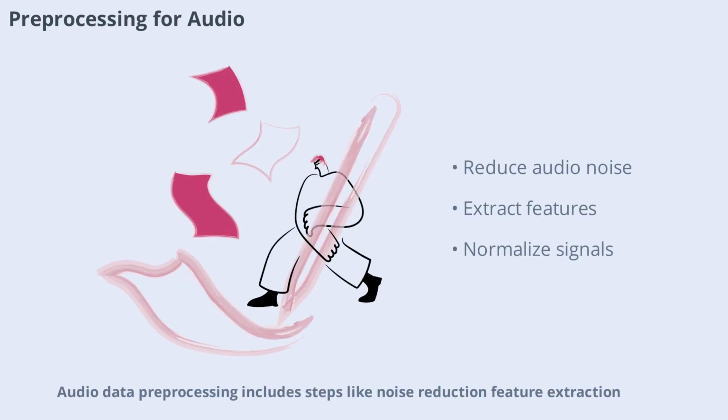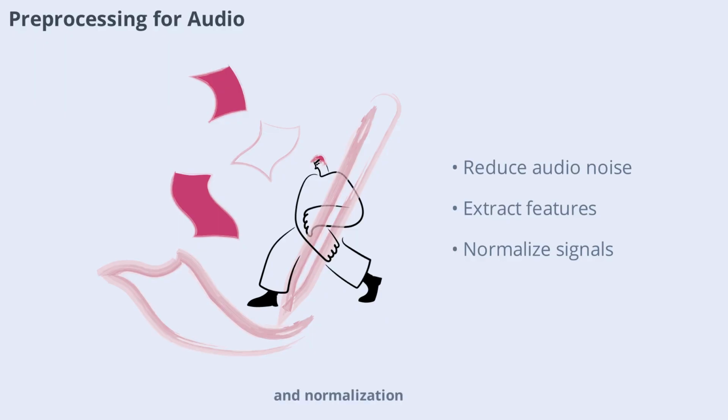Audio data preprocessing includes steps like noise reduction, feature extraction, and normalization. These processes convert raw audio signals into structured features that can be used for analysis or machine learning. Proper audio preprocessing is essential for tasks like speech recognition or music classification.